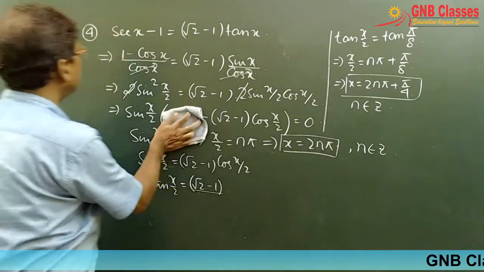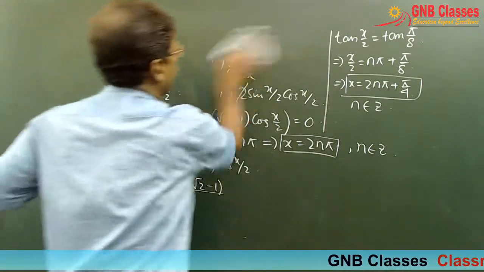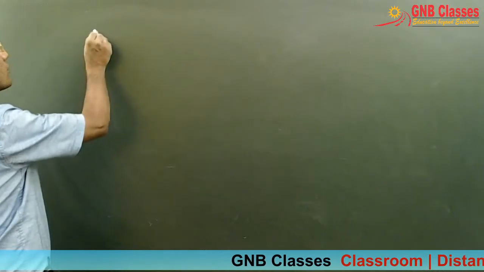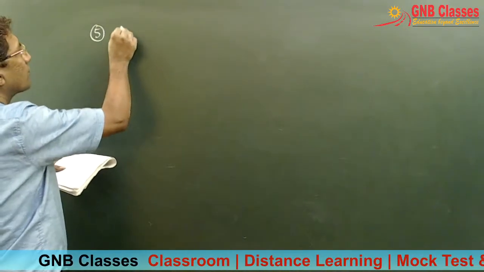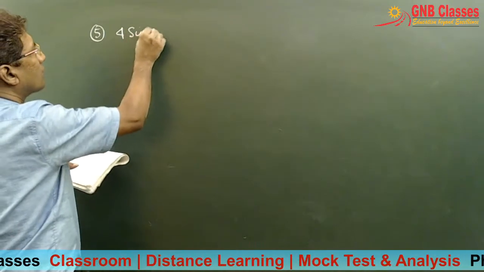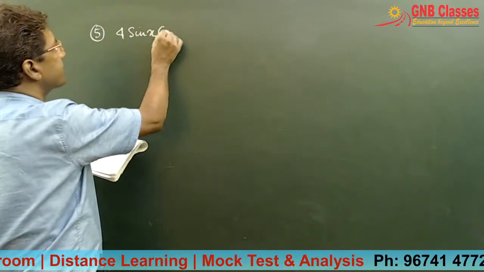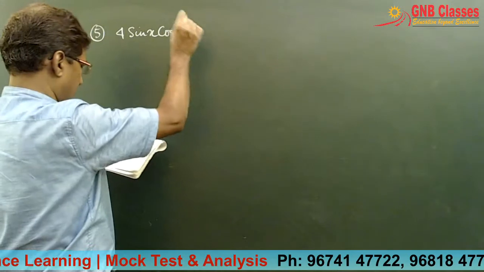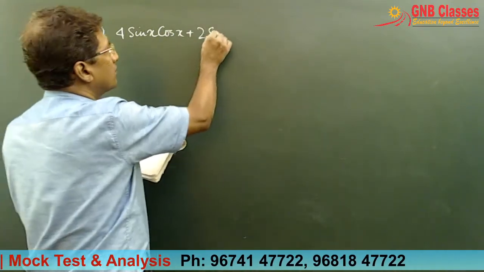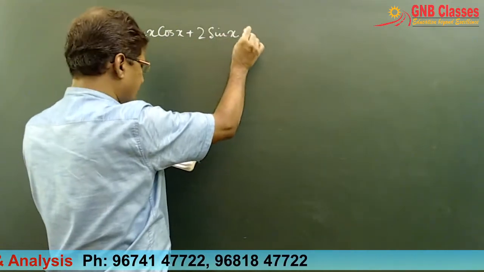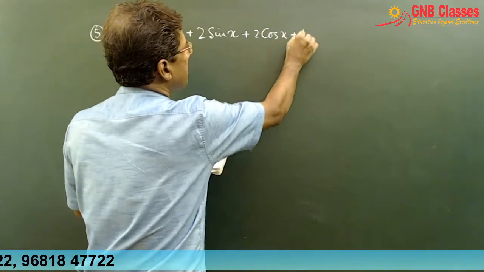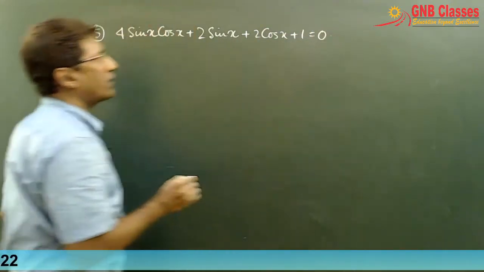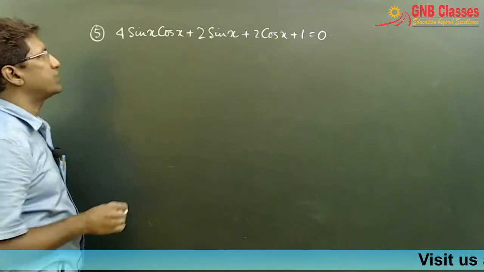Now let us take another problem. Four sin x cos x plus 2 sin x plus 2 cos x plus 1 equals to 0. Solve for x, means the general solution.